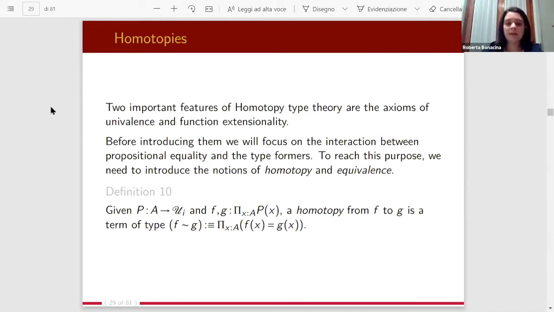So given a dependent type P, which depends on A, and two functions f and g of type Π x of type A, P, we say that there is a homotopy from the function g to the function f if there is a term of this type, which means that for each x in A, f of x is equal to g of x. So there is a homotopy between those two functions if they are pointwise equal for each point.